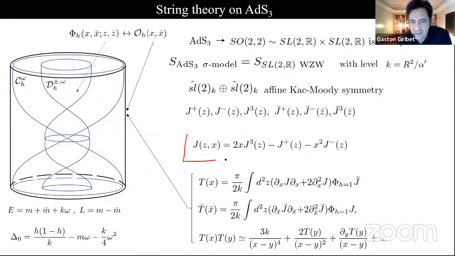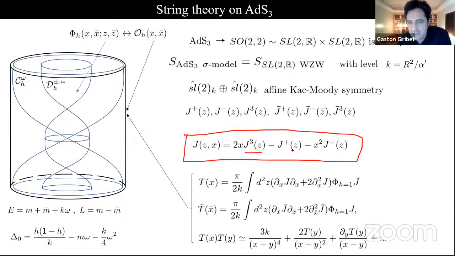To be more precise, pay attention to this expression. I will take the currents J3, J plus, J minus, and I also have an analogous expression for the bar components. Then x appears here only as an auxiliary variable that permits me to encode in a single local operator, depending on the two kinds of variables, the current of the worldsheet CFT. So from this point of view, x is an auxiliary variable that just allows me to organize things. But also, it's related by a Fourier transform to the energy and the angular momentum, okay?